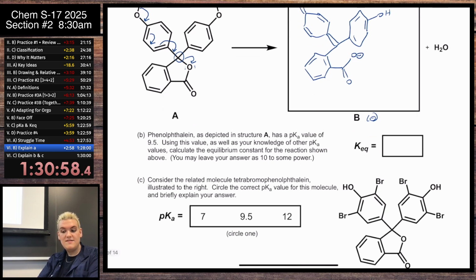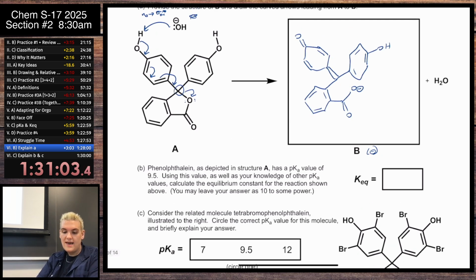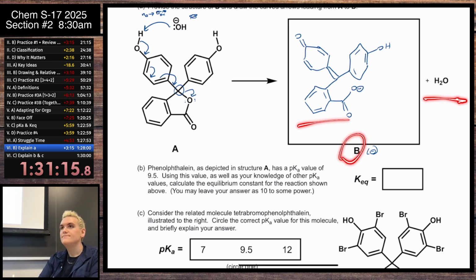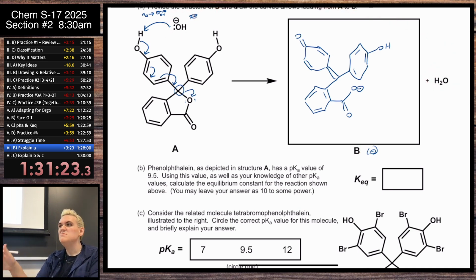I'm going to do B and C very quickly, which is they showed us that A has a pKa value of 9.5. Use that, predict what the Keq is. Well, what's our product acid? Is it the water or is it compound B? Water, yeah, because this was the base over here, so this is now the conjugate acid. And water has a pKa of about what? For our class, 16. So we're going to do 10 to the power of the product acid, 16, minus the reactant acid, 9.5. And so that's going to be 10 to the 6.5.